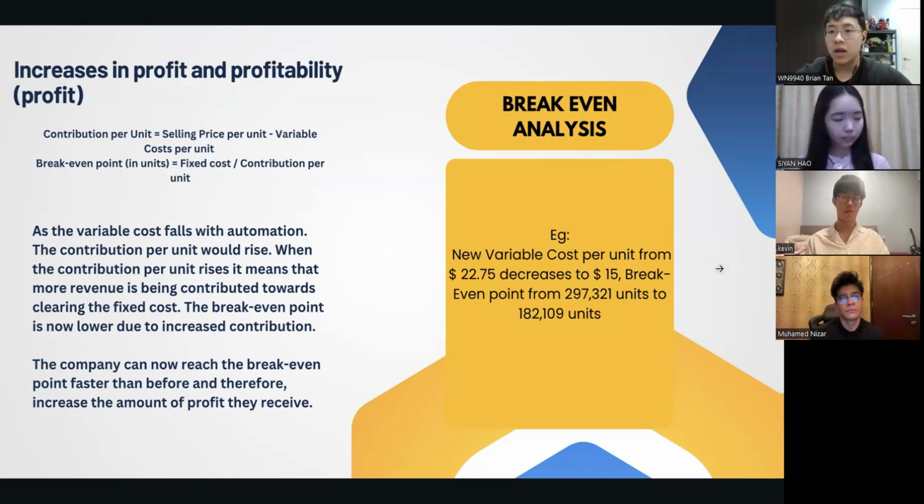receive. Now, an analysis of how the break-even point might work, if the new variable cost per unit went from $22.75 to $15, sorry, the break-even point from 297,321 units will become 182,909 units. Next slide, please.